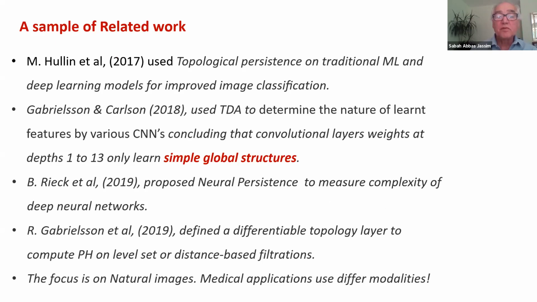There are many people who worked on these areas, and I think the previous speakers have shown many of these, some of the works that one could have put here as well. But what is useful for us is that topological persistence is being used to improve image classification. This is one example. And another is they try to actually determine the nature of features or weights learned by various CNNs.